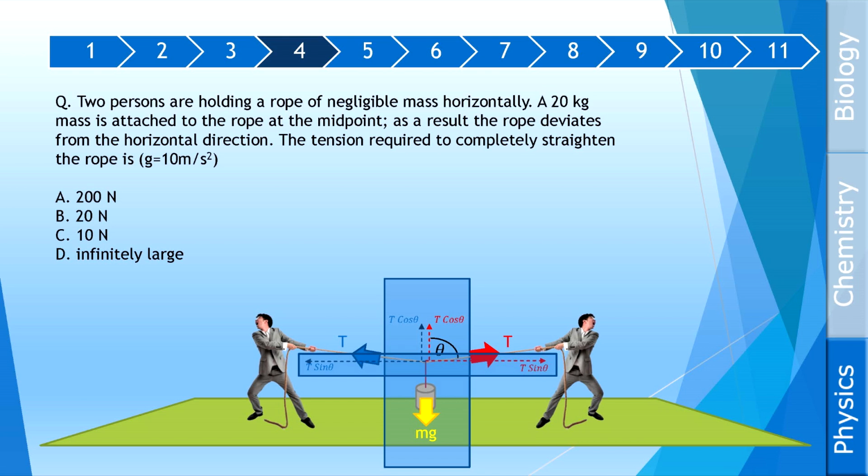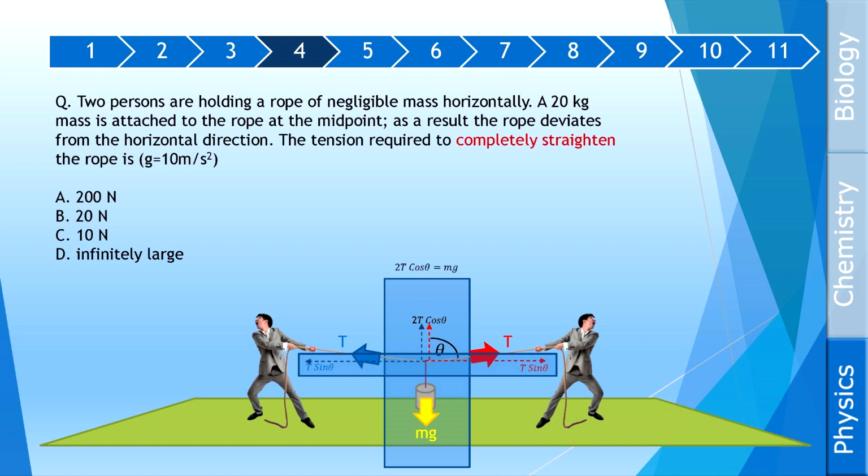Total force in positive y is the sum of red and blue. This gives us 2T cos theta. Thus, total force in positive y must be equal to force in negative y. Hence, we write 2T cos theta equal to mg.